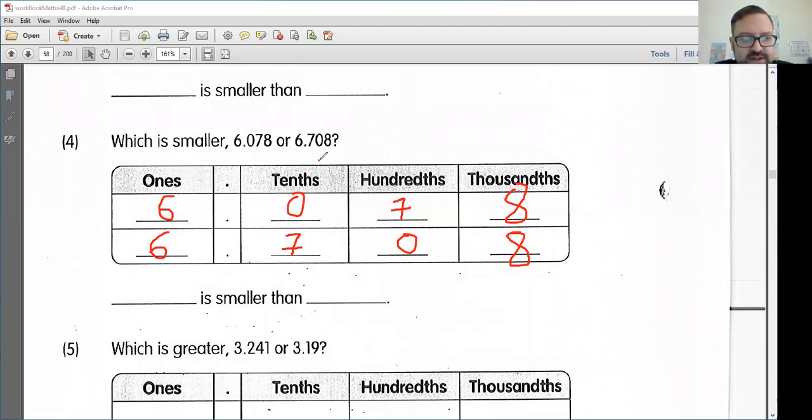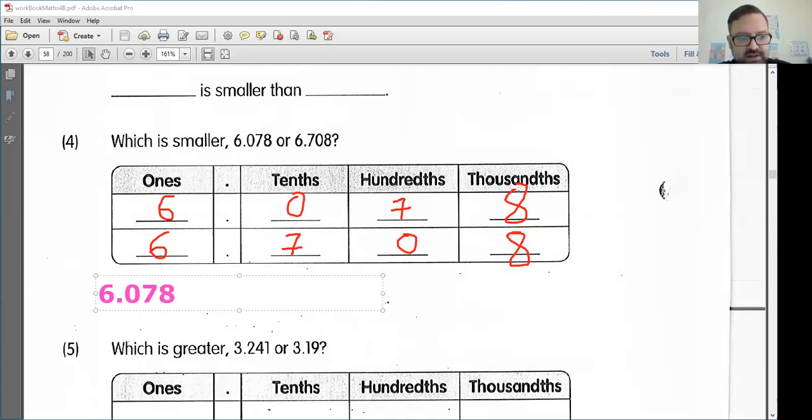All right, so ones are equal. Let's look at the tenths. This should determine which one is smaller and which one is greater, okay? 7/10 is greater than 0/10, therefore I can tell which one is smaller. All right, 6.078 is smaller than 6.708 because we have less tenths in this first number.